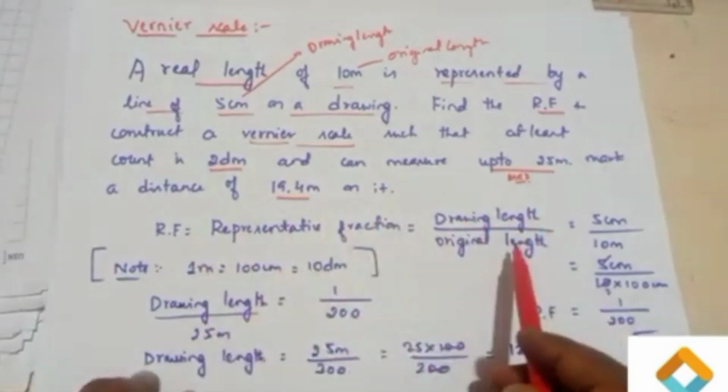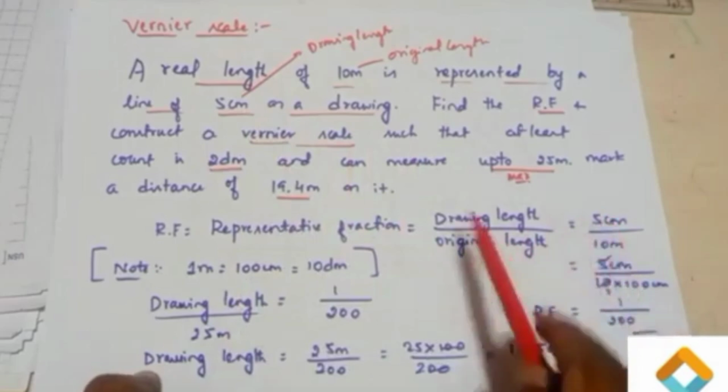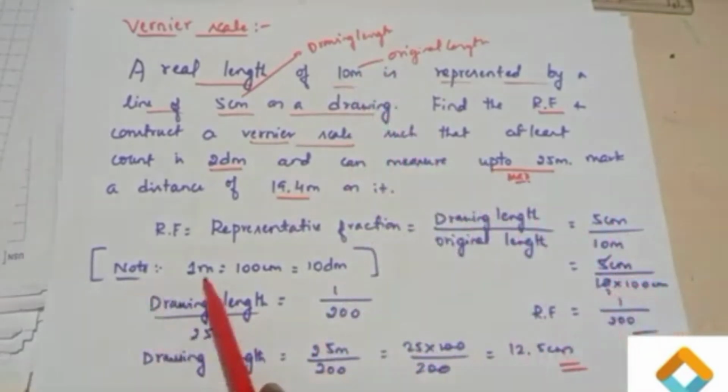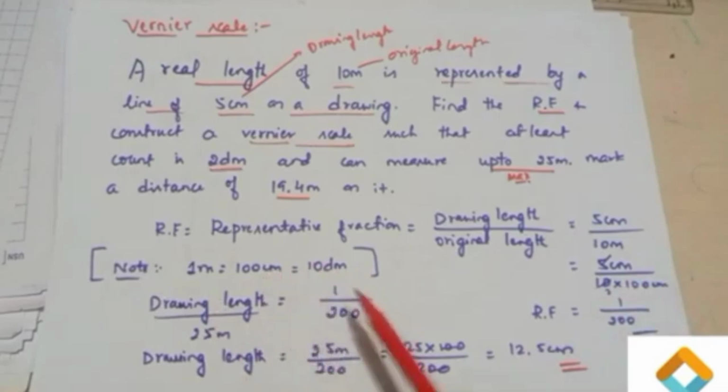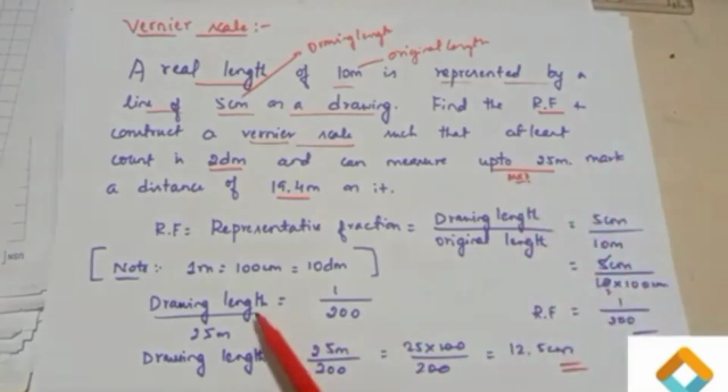So representative factor is equal to drawing length by original length. So here drawing length is 5 centimeter, original length is 10 meter. So you can see here in the note we have taken 1 meter is equal to 100 centimeter is equal to 10 decimeter. Okay, so 10 meter into 100 centimeter we have taken. By doing the simplification we got the representative factor, it is 1 by 200.